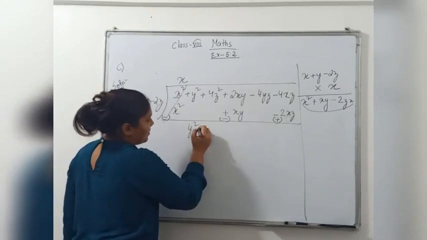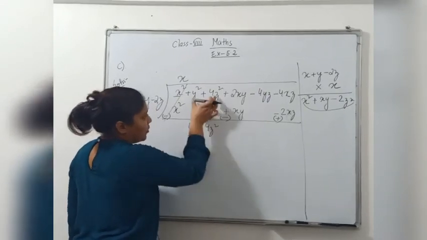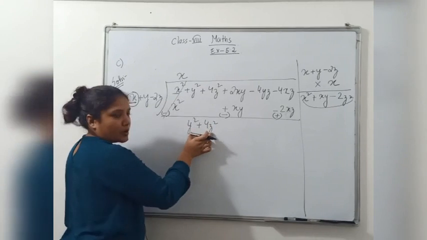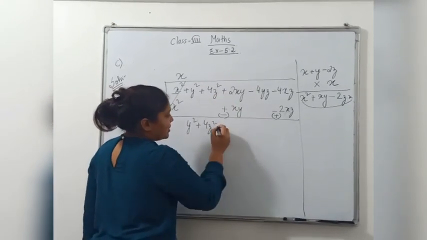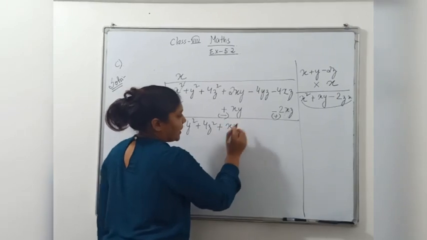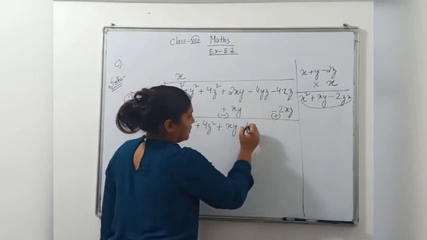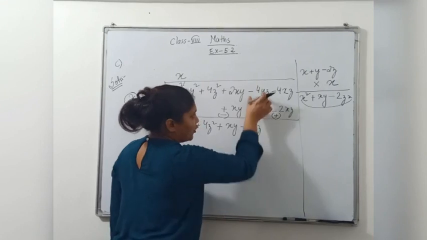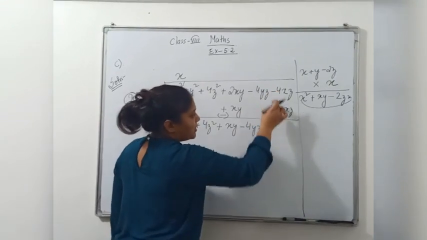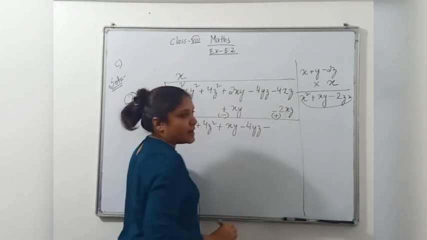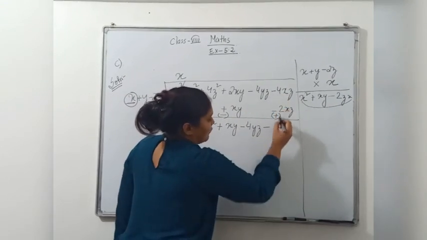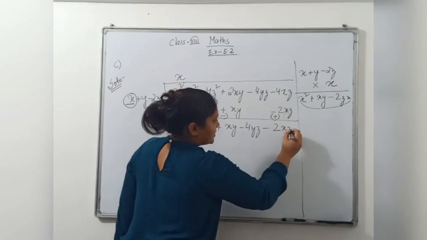Let us do now again. Y square plus 4z. No movement in these steps, so I directly brought them down. Plus into minus, minus. Bigger as plus sign. So I am writing here plus xy. Again I am bringing 4yz down. Why? No movement in this also. Minus into plus, minus. Bigger as minus sign. So I am placing here what sign? Minus sign. 4 minus 2, 2xz.